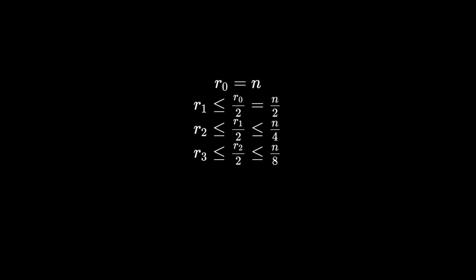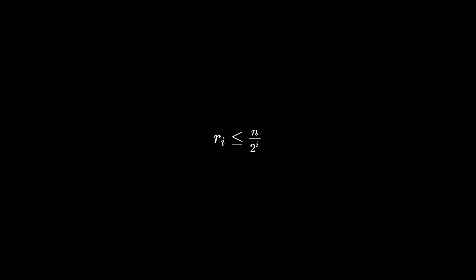2 is 2 to the power of 1, 4 is 2 to the power of 2, and 8 is 2 to the power of 3. So after i iterations, the range contains at most n/2^i elements. The condition for starting another iteration is that the range contains at least one element. This means that n/2^i must be at least 1 if the loop goes through more than i iterations.